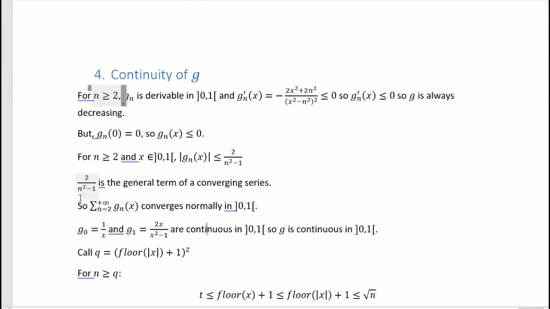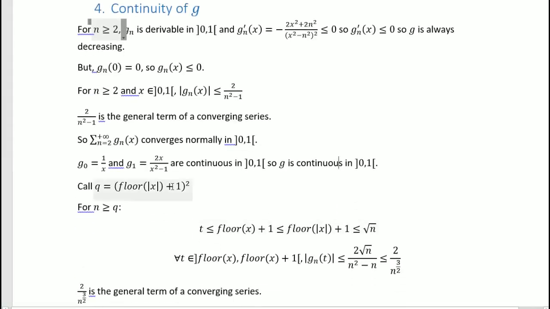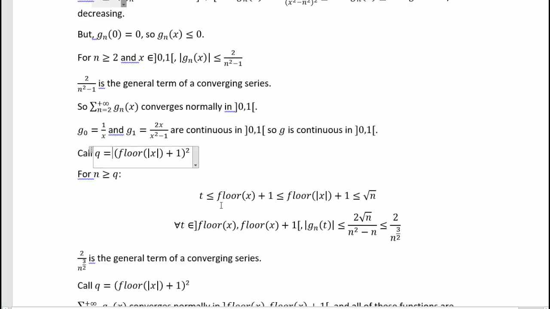So this converges normally, so it's continuous. And this is continuous on the interval as well. So if you sum this and this, all of this, you'll get g, and g is continuous. Okay, so now I call Q the floor of the absolute value of x, plus 1, squared. So for all n greater than Q, we get that T, okay, I didn't explain what T is.